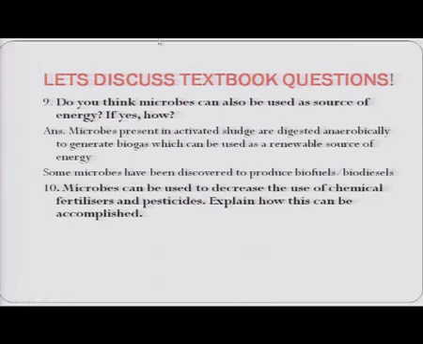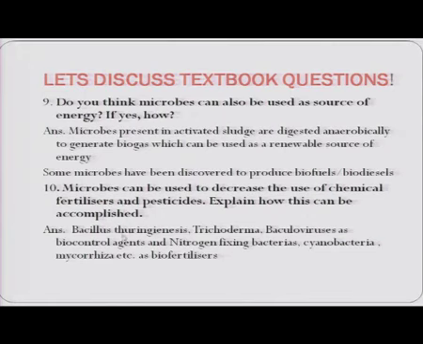The next question is, microbes can be used to decrease the use of chemical fertilizers and pesticides. Explain how this can be accomplished. When we are talking about chemical fertilizer, we can explain about biofertilizers instead of using chemicals, and instead of using pesticide, we can refer to biocontrol. So, Bacillus thuringiensis bacteria, Trichoderma the fungi, and baculoviruses, the viruses, can be used as biocontrol agents as we have studied, and the nitrogen fixing bacteria, cyanobacteria, mycorrhiza can be used as biofertilizers.